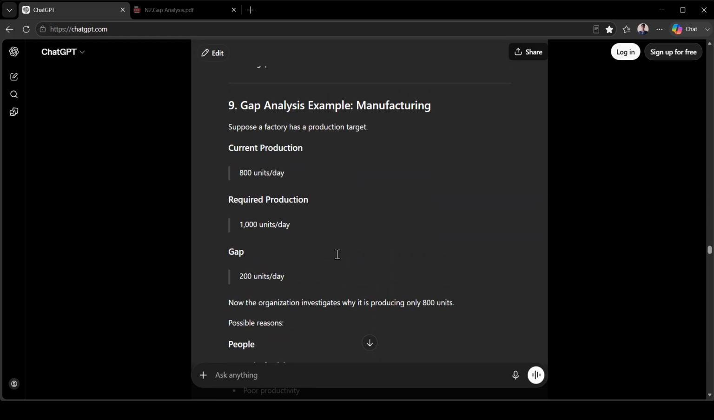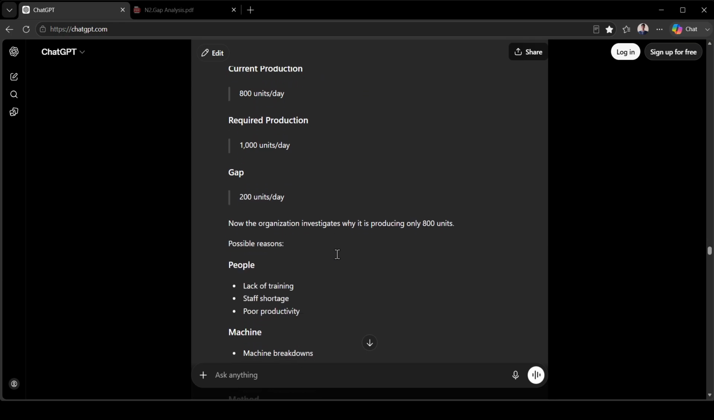Then one more topic: gap analysis example in manufacturing. Suppose a factory has a production target. Current production: 800 units per day. Required production: 1000 units per day. Gap: 200 units per day.